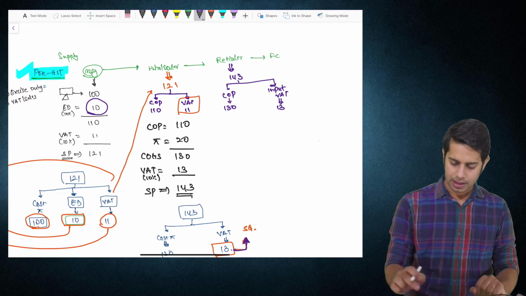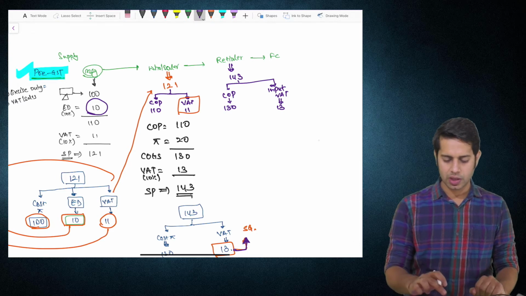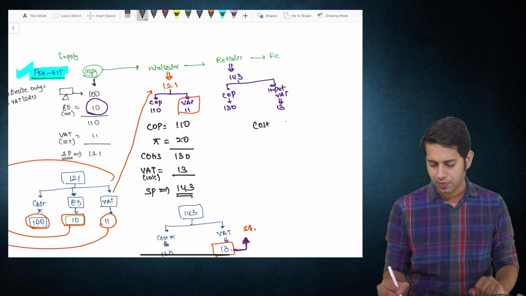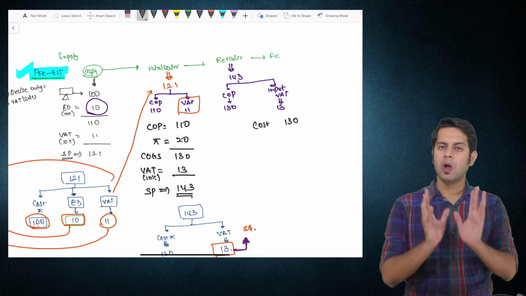Now when the retailer is going to sell this product, obviously he will take his cost, which is 130 rupees. On that he will also add some profit.